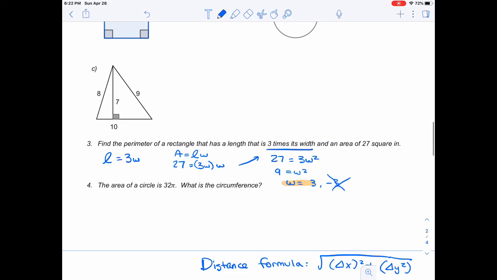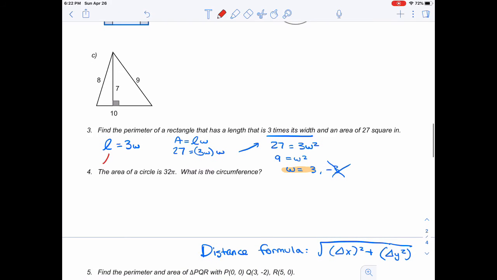All right, so now that we have that W, we also have to find the perimeter. And to do that, we need to make sure that we have the length. So remember, our length is 3 times our W, which we just found to be 3. So our length is going to be 9. So for our final answer, our perimeter is going to be 2 times that 9 for our length, plus 2 times our width, which is 3. And we get 18 plus 6, which gives us 24 inches. Notice how up here we had our area in square inches, okay?